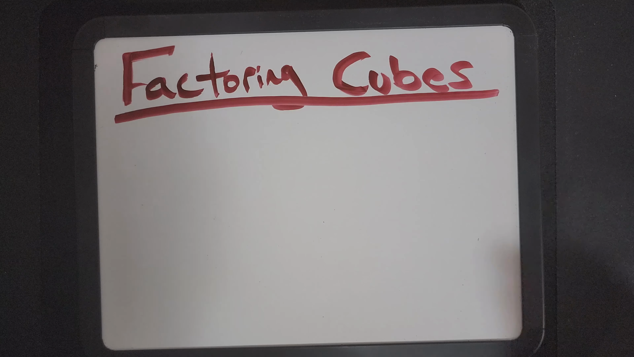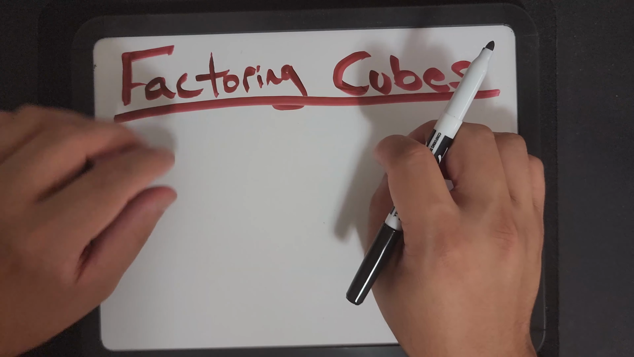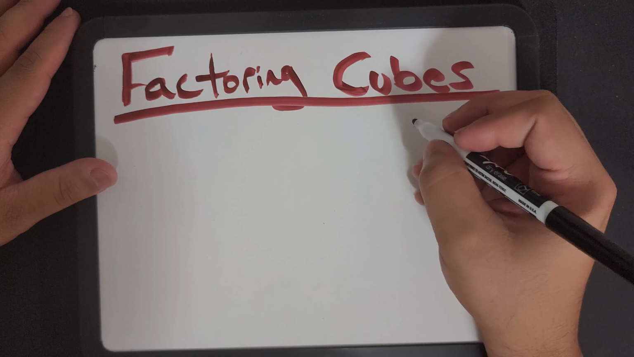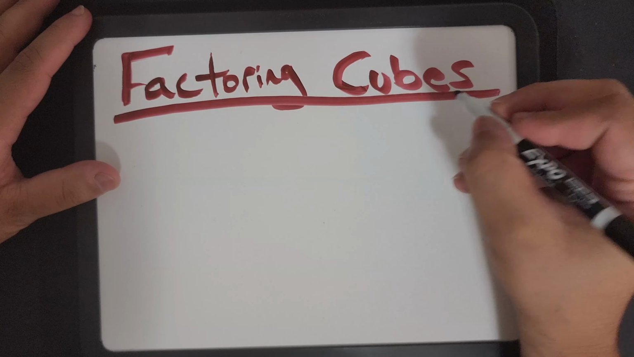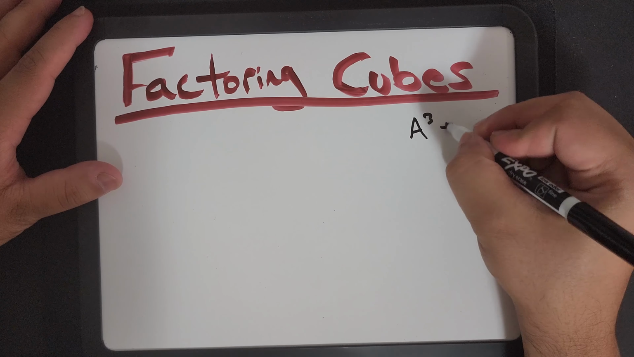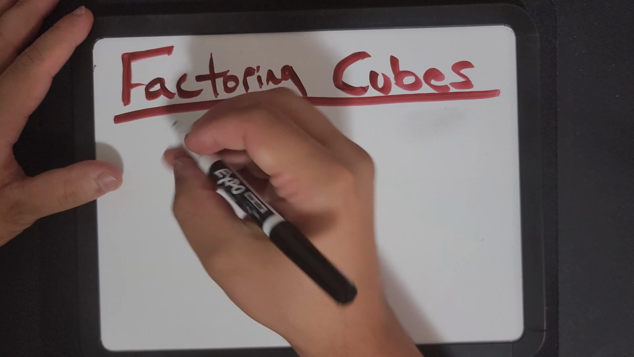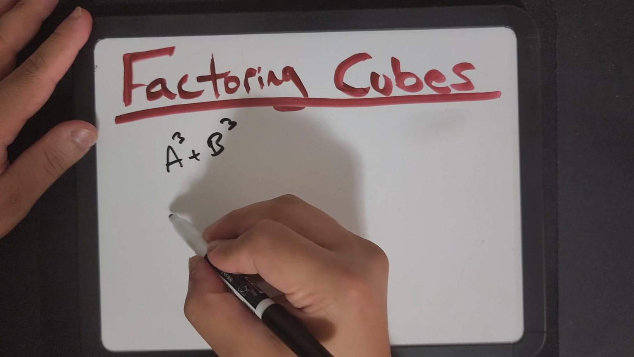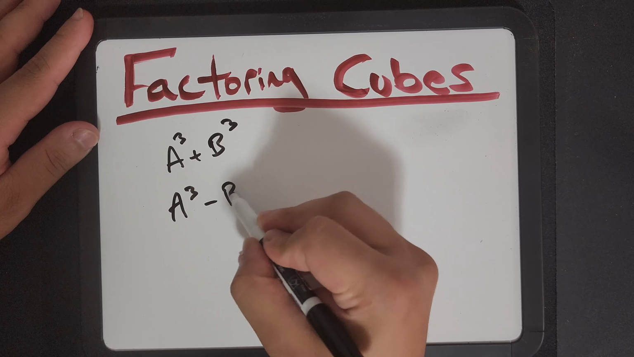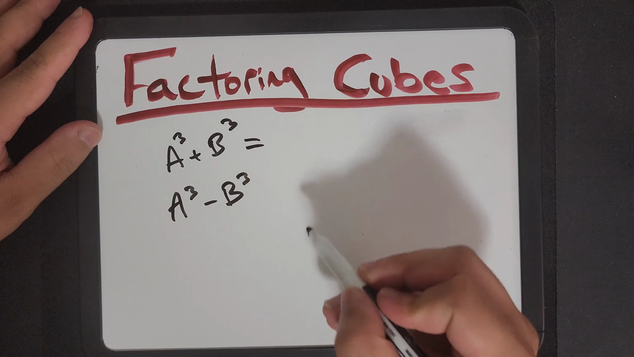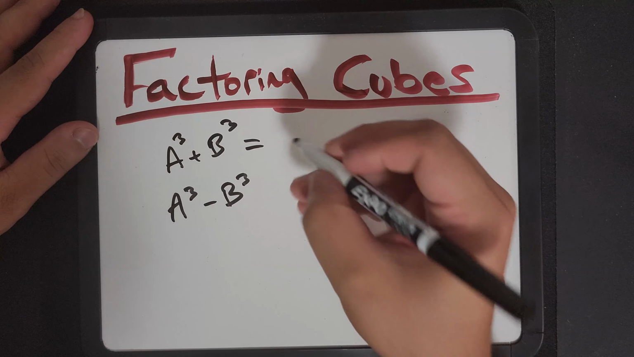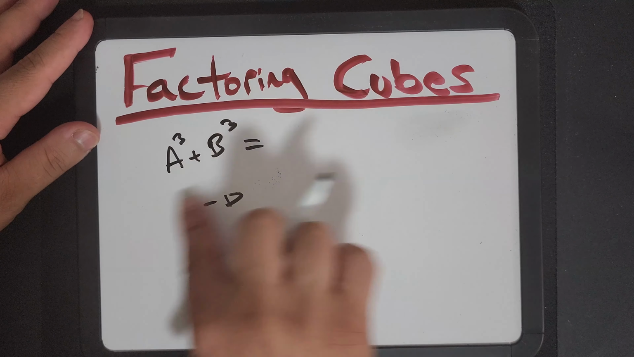So in this video we're going to be factoring cubes. So cubes being a sum or difference of cubes, a cubed plus b cubed, or a cubed minus b cubed. So we're going to introduce the rule, which is, let's do the sum first.